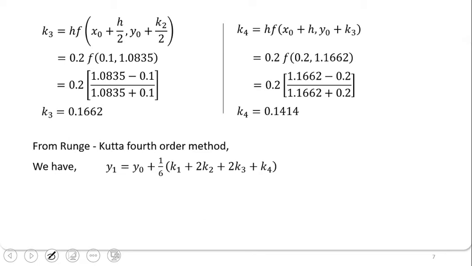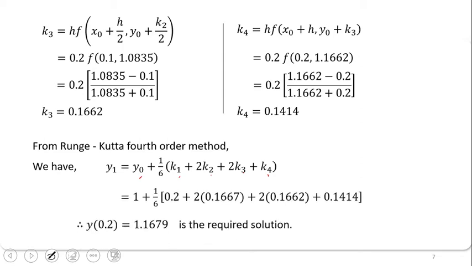Now write down the formula for y1 by using Runge-Kutta fourth order method. Then y1 is given by y0 plus 1 by 6 times (k1 plus 2k2 plus 2k3 plus k4). Now substitute the values of y0, k1, k2, k3 and k4 here. If we simplify this, we will get 1.1679 corrected to 4 decimal places. We know that y1 is nothing but y at 0.2. So y at 0.2 is 1.1679 rounded off to 4 decimal places, which is the required solution.